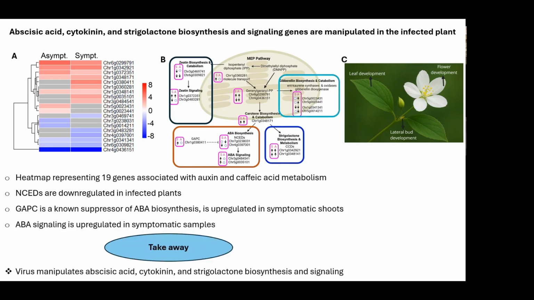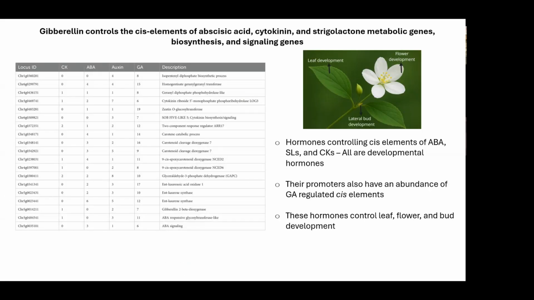So we went ahead to look at the GA biosynthesis, and the genes which are involved in GA biosynthesis, all those genes are manipulated by NLP. We see some are upregulated, some are downregulated, and NLP might be influencing this manipulation of these genes. So the takeaway from this slide is the virus manipulates the ABA, cytokinin, and stigoractin biosynthesis and signaling. As you can see, either biosynthesis is upregulated and signaling is downregulated.